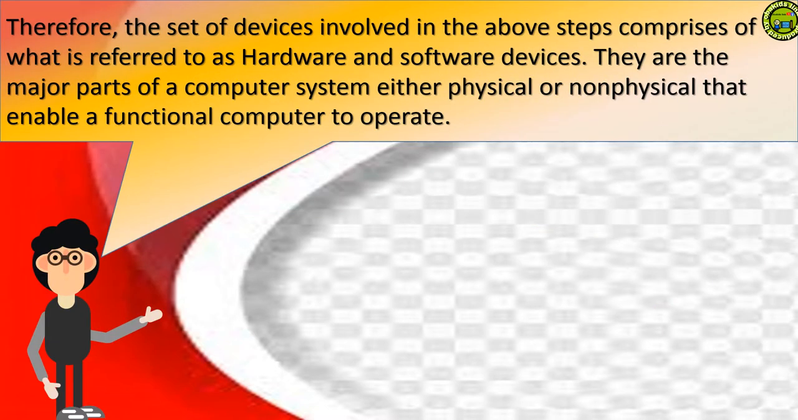Therefore, the set of devices involved in the above steps comprises what is referred to as hardware and software devices. They are the major parts of a computer system, either physical or non-physical, that enable a functional computer to operate.